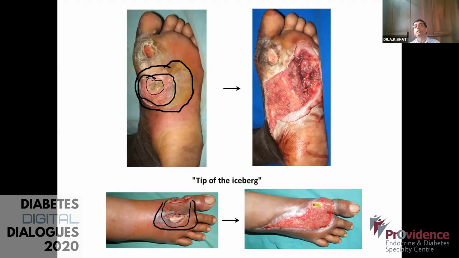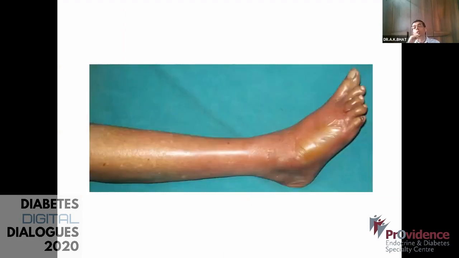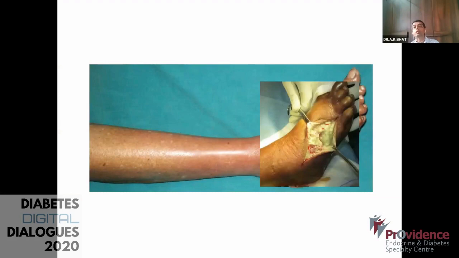This is another classical picture. Again, you see this is a case of a big blister, some pain in the leg, and nothing else, a little bit of redness around the foot, in the dorsum of the foot. But when you actually open the blister, it might probably look like a burn blister, but actually when you open it, you see that it is the beginning of necrotizing fasciitis.